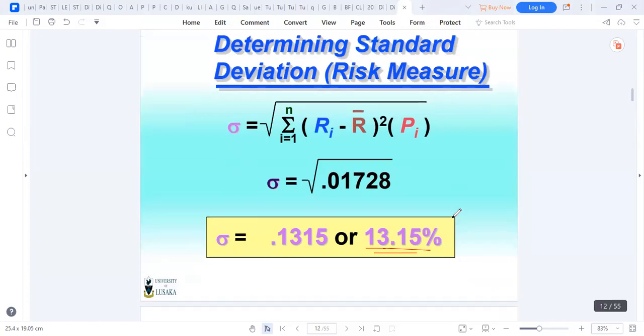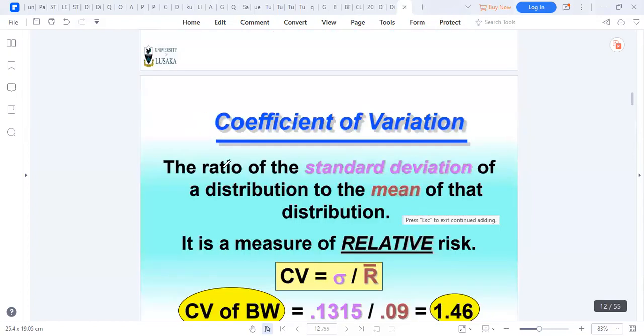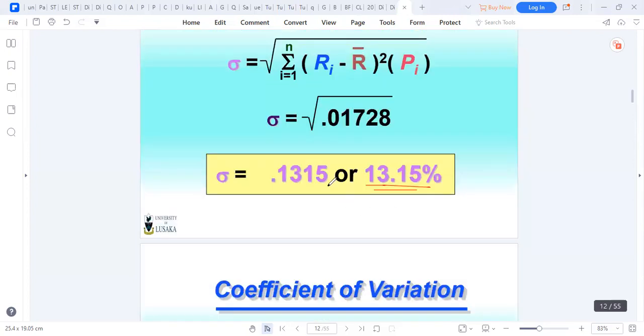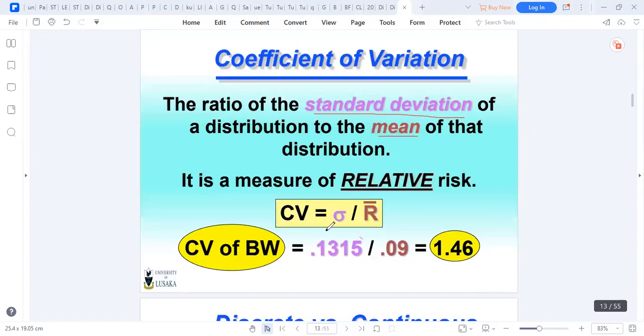Now, if we're given another asset, we will need to compare it in terms of coefficient of variation. So how do you find the coefficient of variation? Coefficient of variation is simply the ratio of the standard deviation to the expected value, which is a mean. So standard deviation divided by the expected return. Our standard deviation, we've just calculated as 0.1315, which is this figure here. Then the expected return, which was 9% or 0.09. When you divide these two, we get what we call our coefficient of variation. That is how 1.46 is calculated.